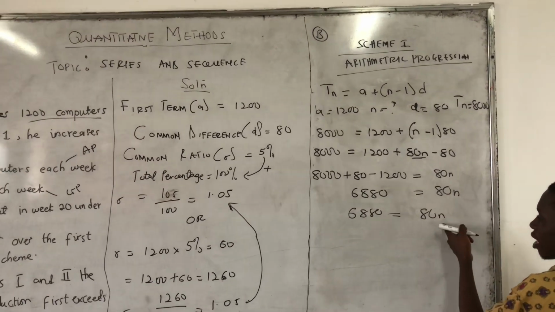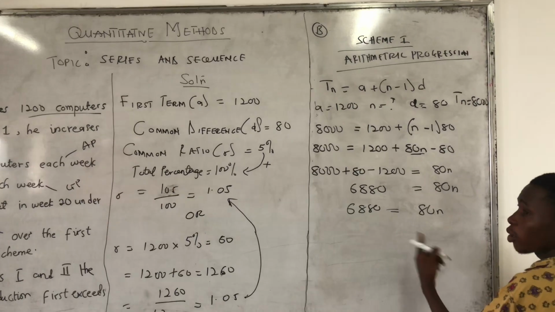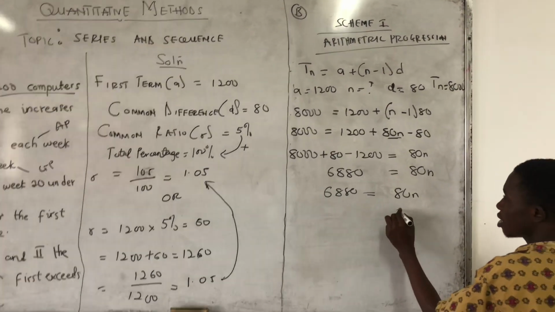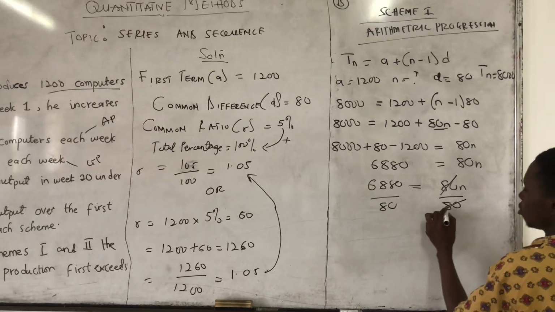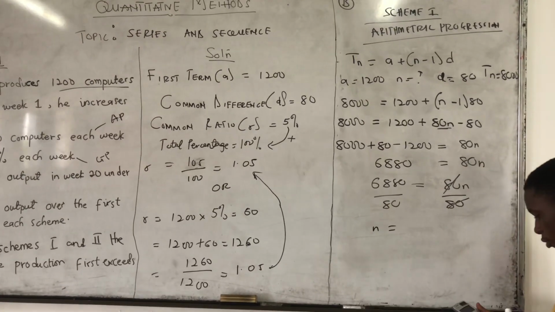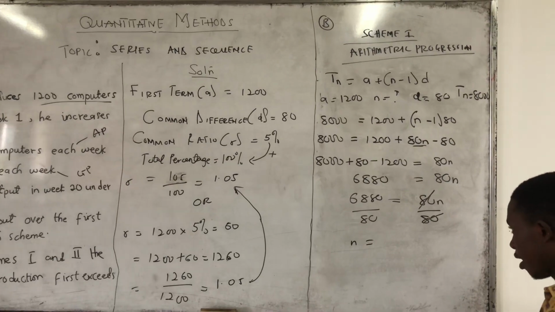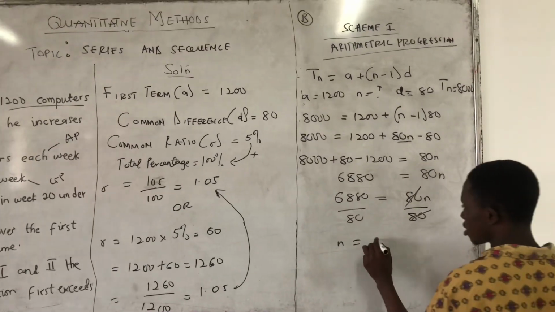We want to find the nth term. Divide both sides by the coefficient of n, which is 80. So we have this 80, and we also have this 80. So n is equal to 6,880 divided by 80. What are we getting? 86.